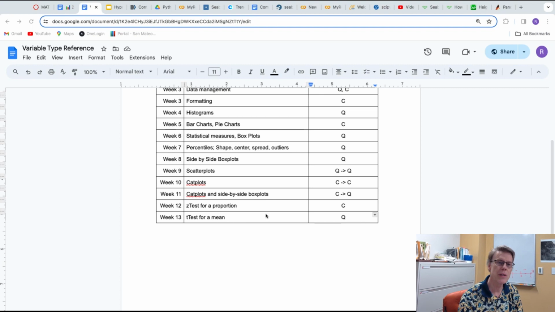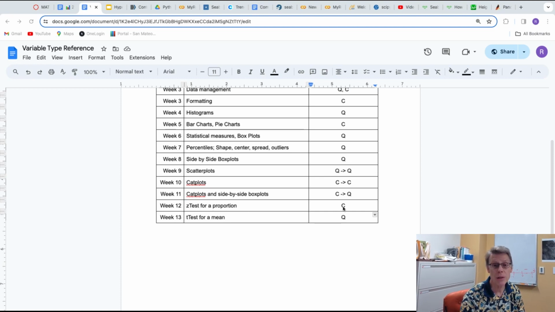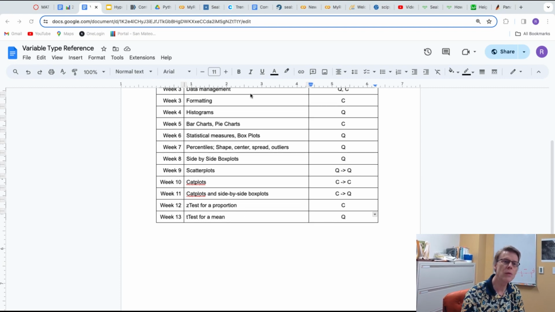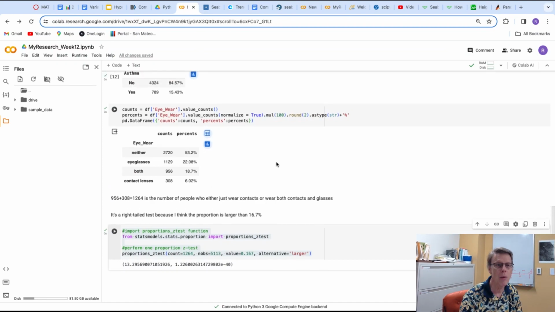But what we're going to do is one variable hypothesis tests. In week 12, this week, we're going to do a z-test for a proportion. So we're going to be working with our categorical variables. And then next week, we'll do a t-test for a mean, and so we'll be working with our quantitative variables. So I'm going to go straight to Python and look at what we've got.